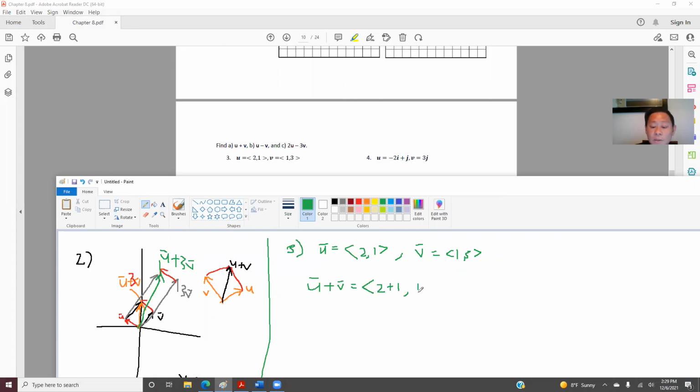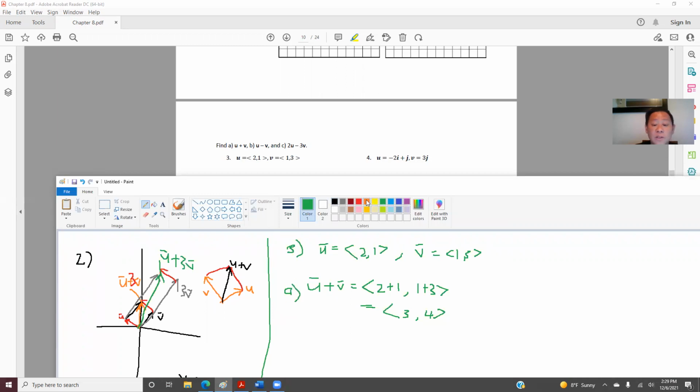And then the last is 1 plus 3. So you just add them up. So you will get 3, 4. So this is what you get when you add this without drawing the picture. So you just add the first component and add the second component. So this is u plus v.